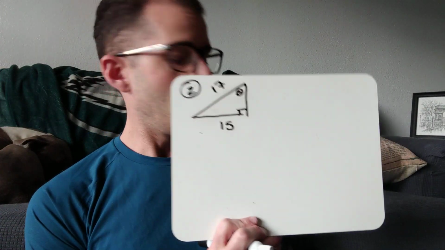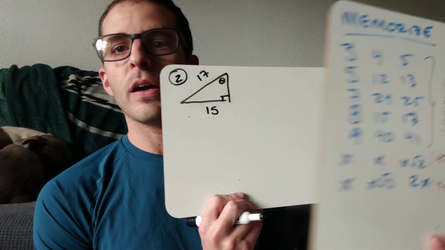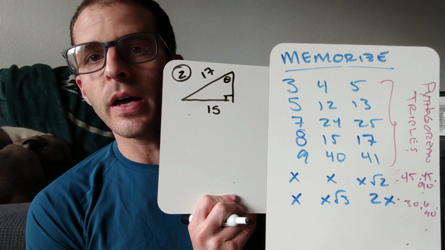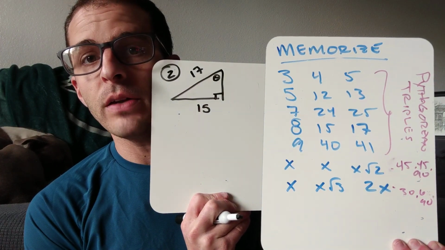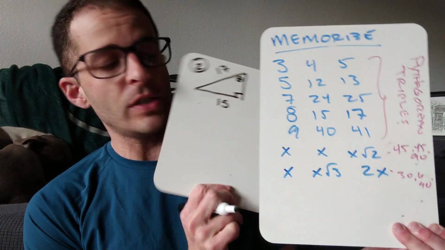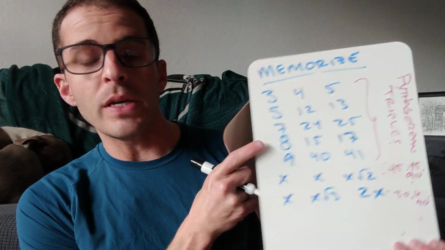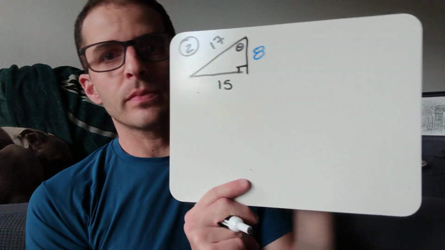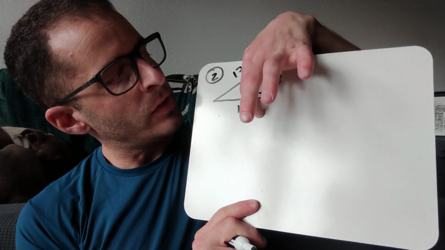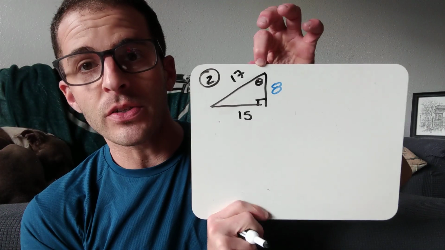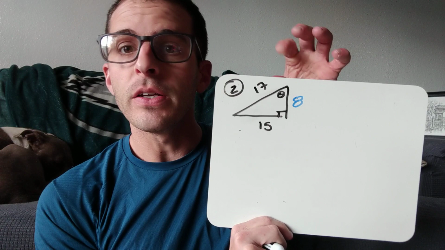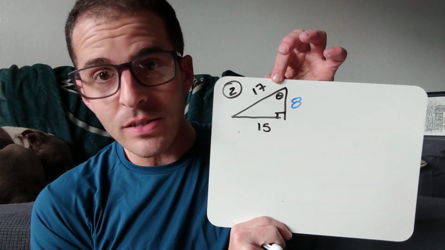Okay, so let's use our Pythagorean triples. Which one does this line up to? We have a hypotenuse of 17, one leg's 15. If you guessed it correctly, good job. The other leg is going to be 8. And yes, it does turn out that 8 squared plus 15 squared does equal 17 squared. You have calculators that can do that. You take the square root of 17 squared, you're going to get 17.